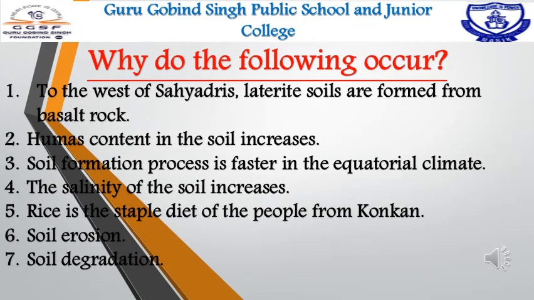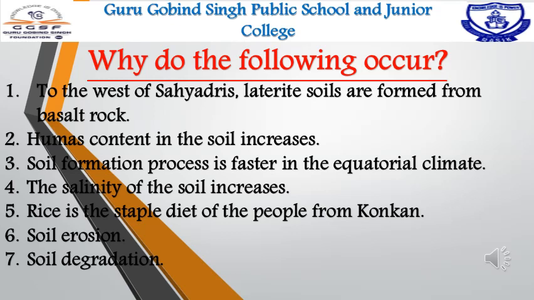Question: why do the following occur? The first one is, to the west of the Sahyadris, laterite soil is formed from basalt rock. The above occurs due to the leaching of the basalt rock in the humid climate of the Sahyadris. Then, humus content in the soil increases. The above occurs as a result of an increased proportion of biotic matter in the soil. Then, the soil formation process is faster in the equatorial region. The above occurs as the equatorial region has high temperature and receives high rainfall.